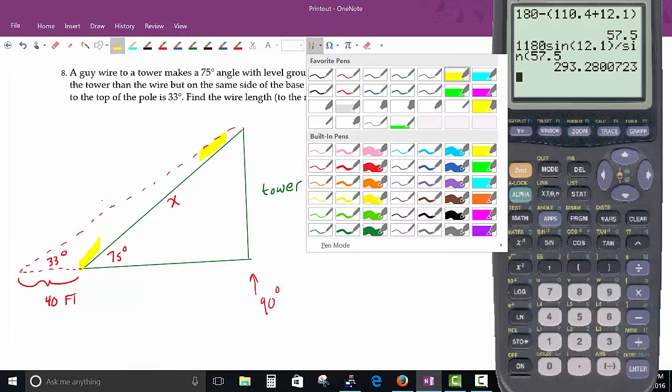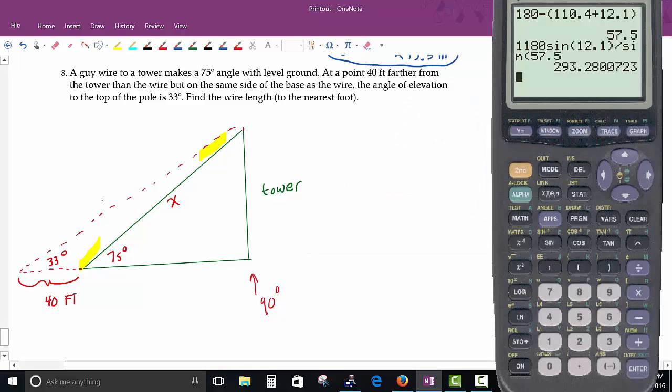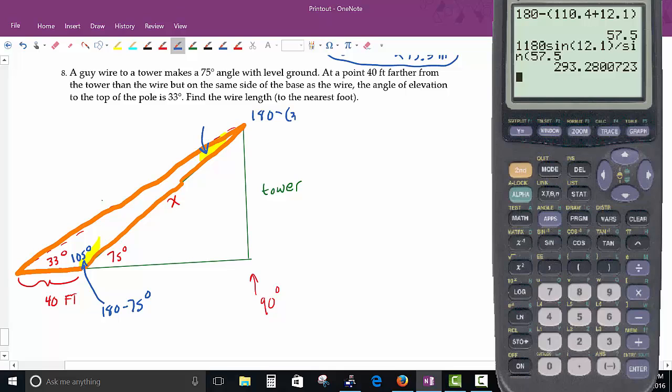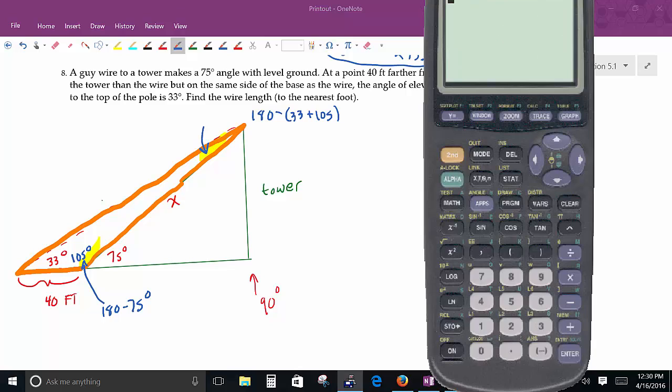So the way I'm going to suggest that we solve this is we're really going to look at this oblique triangle. I'm just going to highlight the oblique triangle that I'm talking about, and we should have enough information on that to utilize law of sines. Okay, so I'm going to do a couple of very simple calculations. If I want to find this angle right here, that's 180 minus 75 degrees. So that's going to be a 105 degree angle. And then this angle here is just going to be 180 minus the 33 plus 105. So there's enough information on this problem to find all of the angles of that oblique triangle.